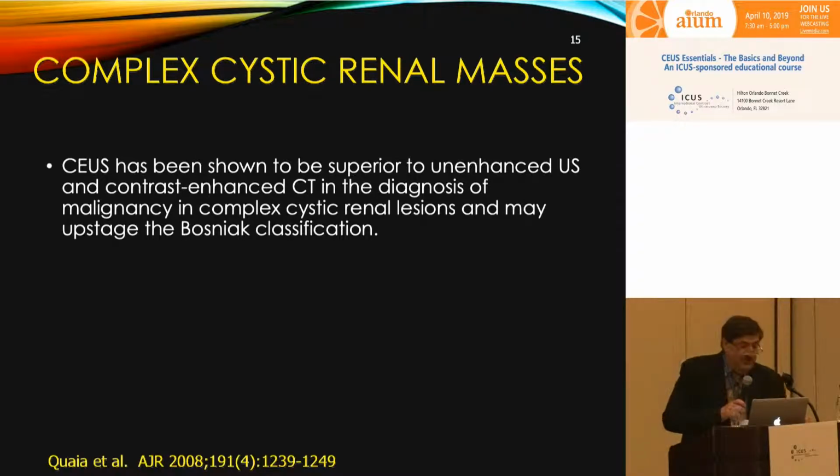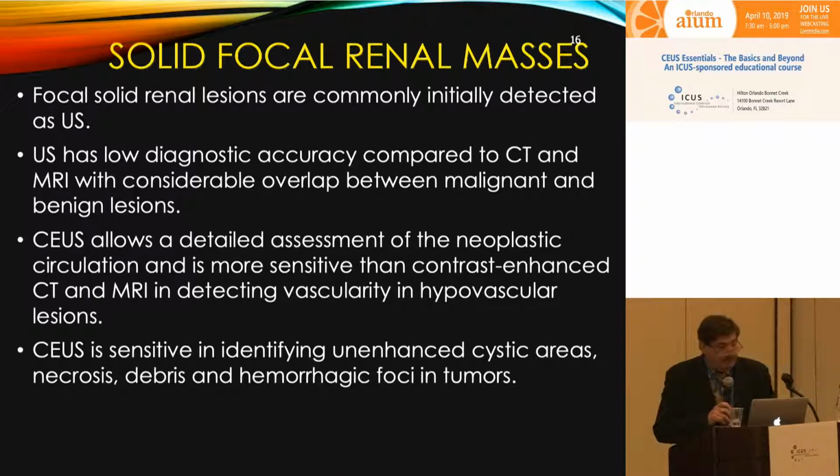So CEUS has been shown to be superior to unenhanced ultrasound and contrast-enhanced CT in the diagnosis of malignancy in complex cystic renal lesions and may upstage the Bosniak classification. As I go through, I'll give you why I think that's true. So solid focal renal masses are common, initially detected on ultrasound. And ultrasound has a low accuracy compared to CT and MR, with considerable overlap between malignant and benign lesions.